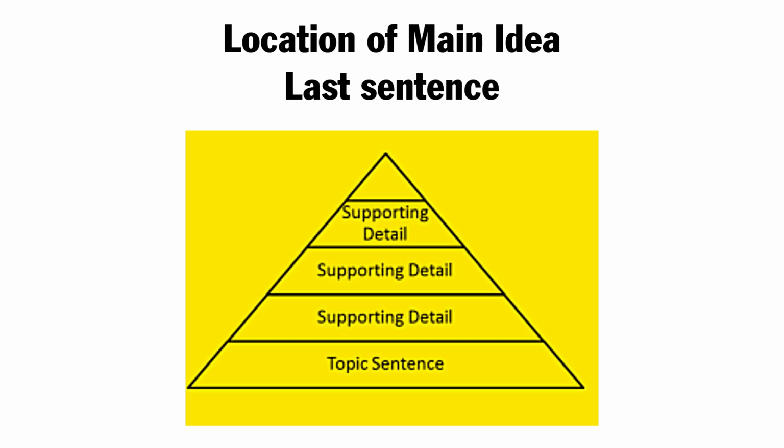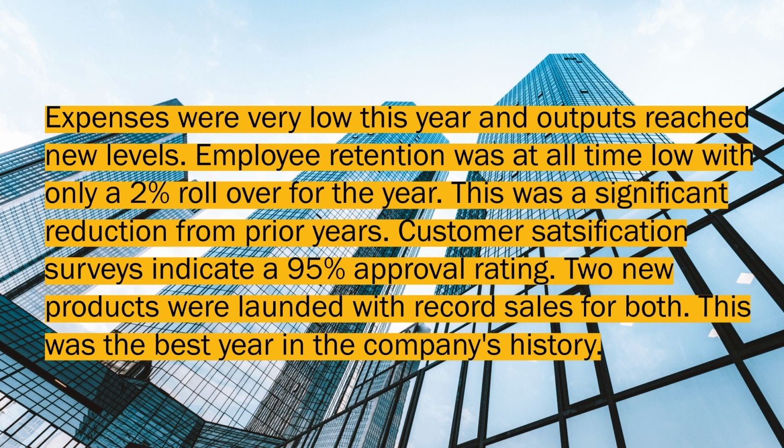The author gives supporting details first, and then the main idea is in the last sentence of the paragraph. Expenses were very low this year, and outputs reached new levels. Employee retention was at an all-time high, with only a 2% rollover for the year. This was a significant reduction from prior years.